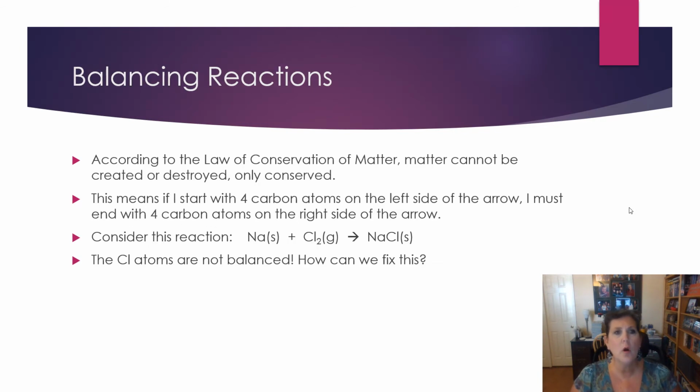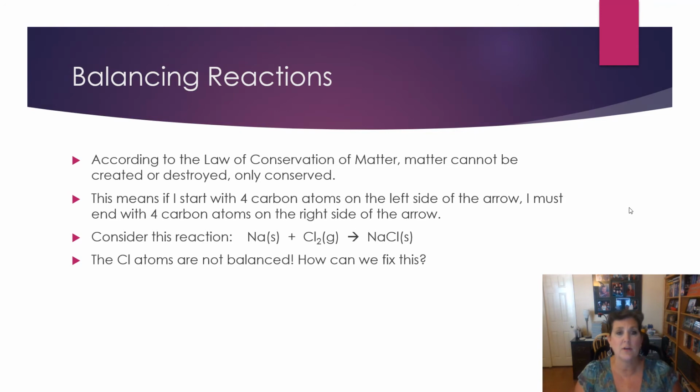So let's talk a little more about balancing. So according to the law of conservation of matter, matter cannot be created or destroyed, only conserved. So you need to remember this law of conservation of matter. Matter cannot be created or destroyed. So this means I can't just make things disappear or appear because of the law of conservation of matter. So this means if I start with 4 carbon atoms on the left side of the arrow, I have to end with 4 carbon atoms on the right side of the arrow.